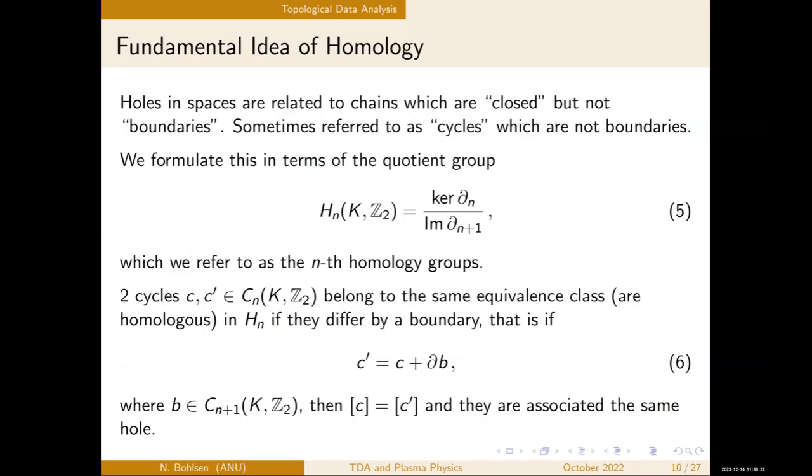But the point is that if you give me a topological space, I can ascribe to it this set of abelian groups that correspond to counting the number of n-dimensional holes. Okay.